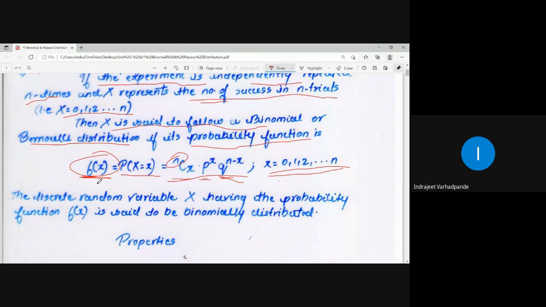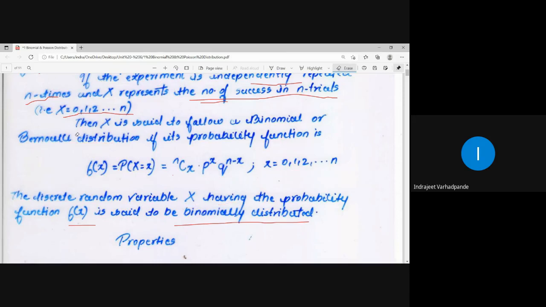F of x is equal to probability at X equal to x, which is nCx p to the power x q to the power n minus x, x equal to 0, 1, 2, 3 up to n. The discrete random variable x having the probability function f of x is said to be binomially distributed. So whenever any random variable x satisfies this particular formula, I say that this random variable or the probability function is binomially distributed.